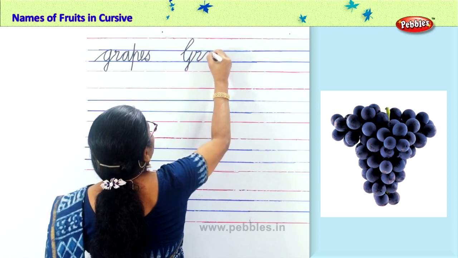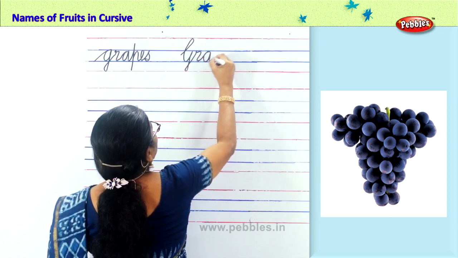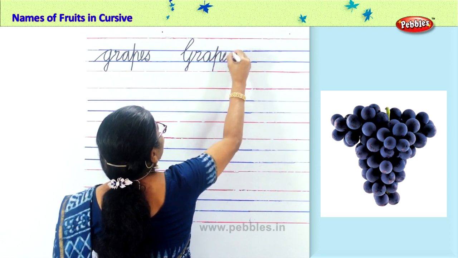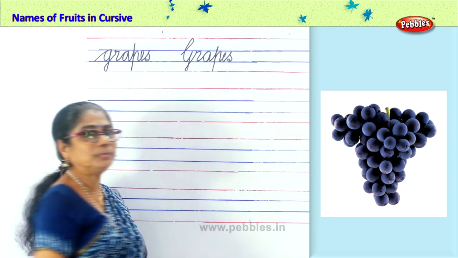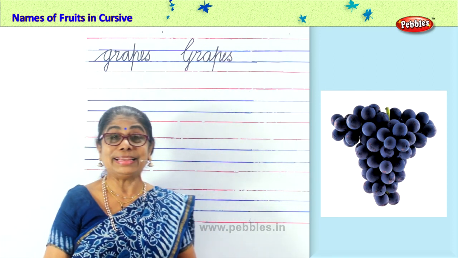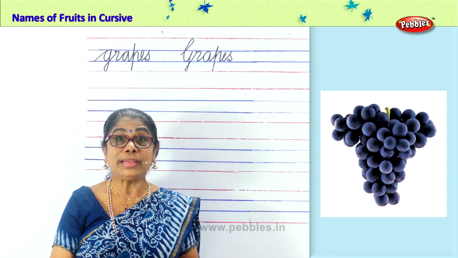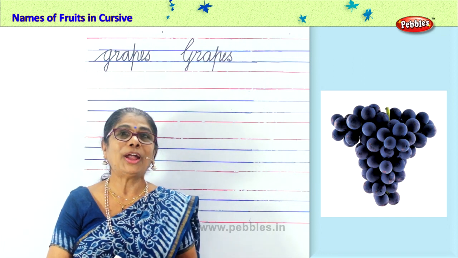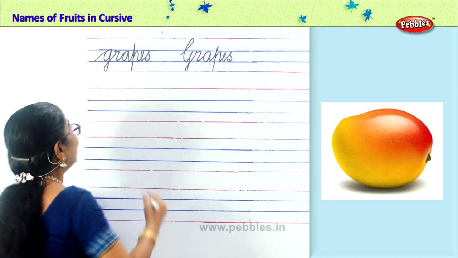G, R, A, P, E, S. Grapes. You like to eat a bunch of grapes? Yes. Have you seen grapes? Have you eaten? There are green grapes, purple grapes, red grapes. Okay, let's write next another fruit.